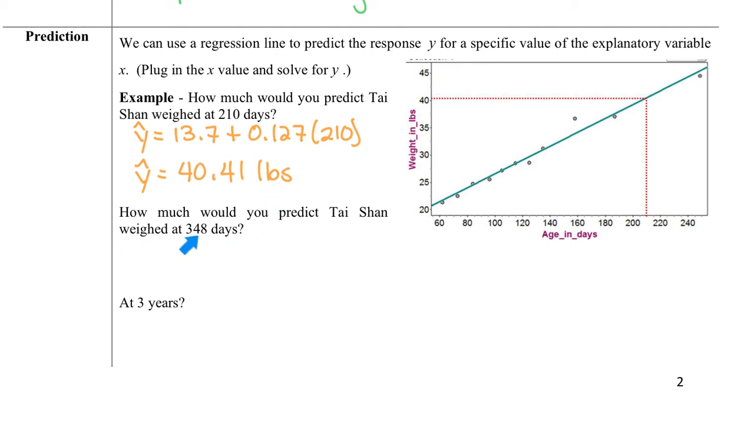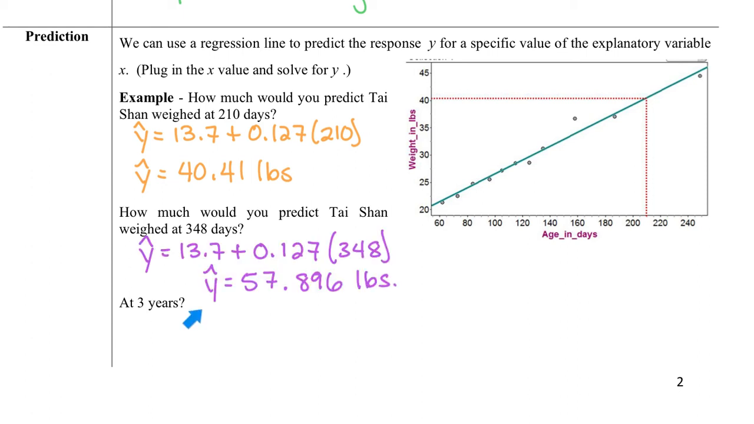I'd like you guys to go ahead and try this next problem for 348 days. Go ahead and predict Taishan's weight. So if done correctly, your predicted value should be 57.896 pounds. And finally, at 3 years, since our original unit was days, we are going to multiply that by 365.